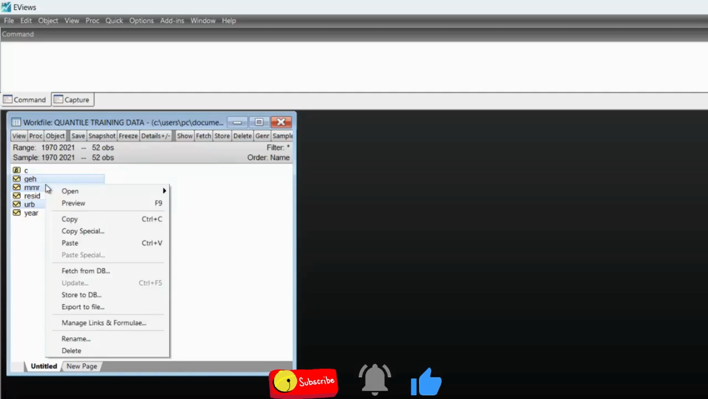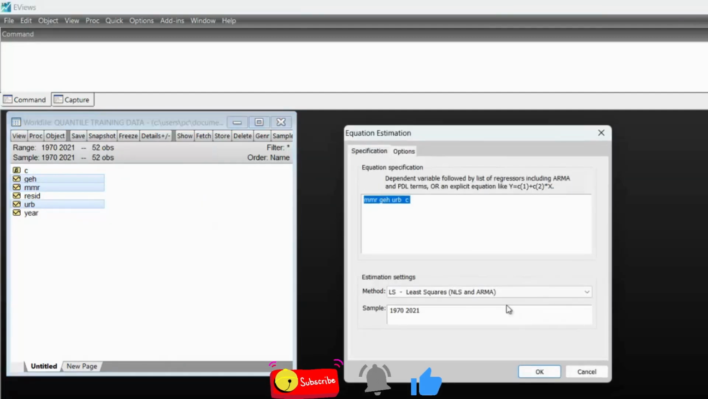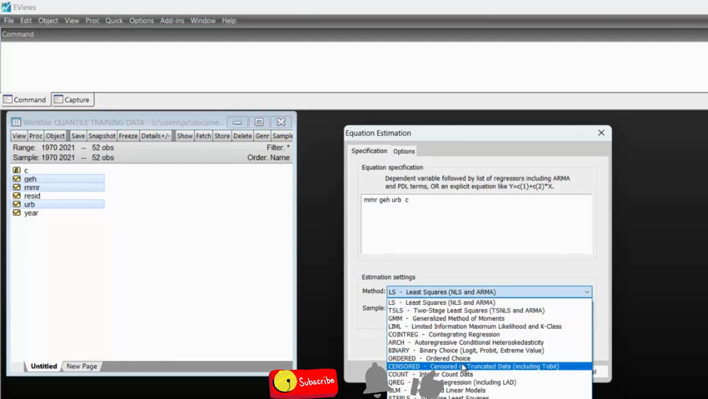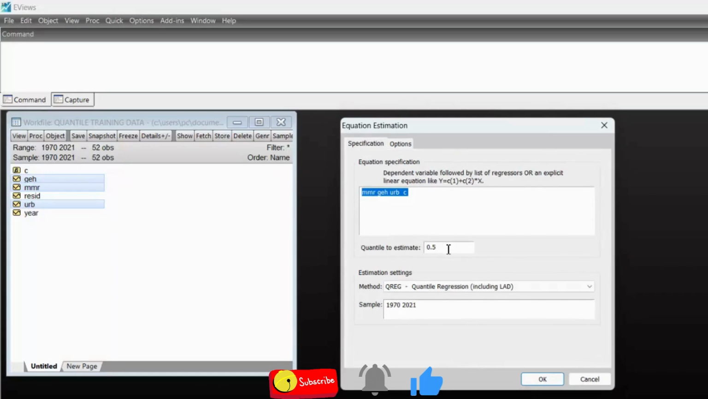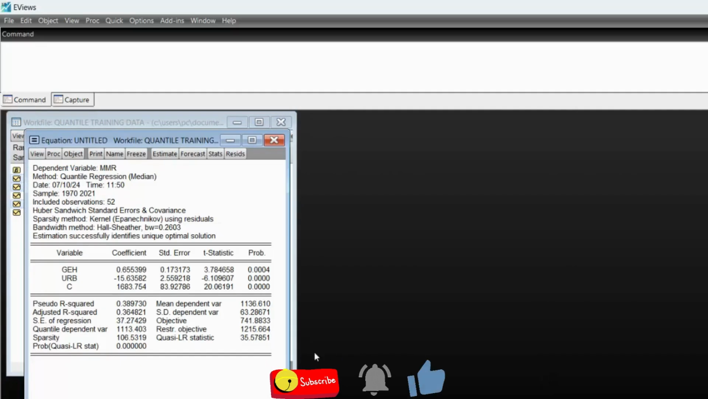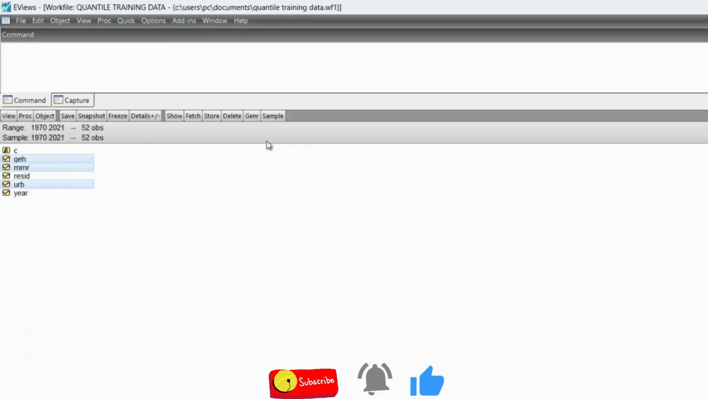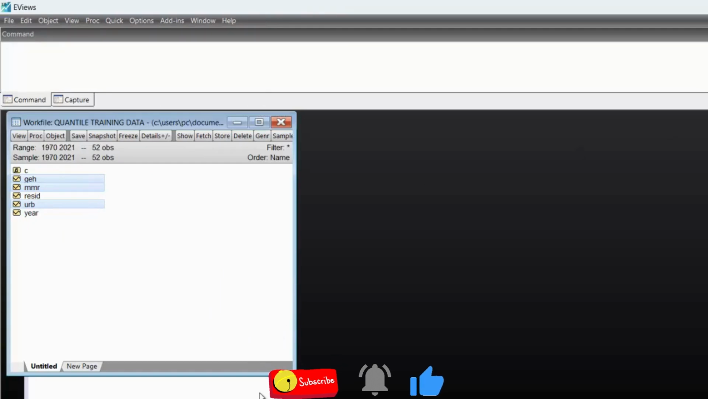So you just right click, then you open as equation. Here you select quantile regression, use the median. This is the median, 0.5, so we retain it. Then you click OK. In case you don't know how to do this, please check our previous video.